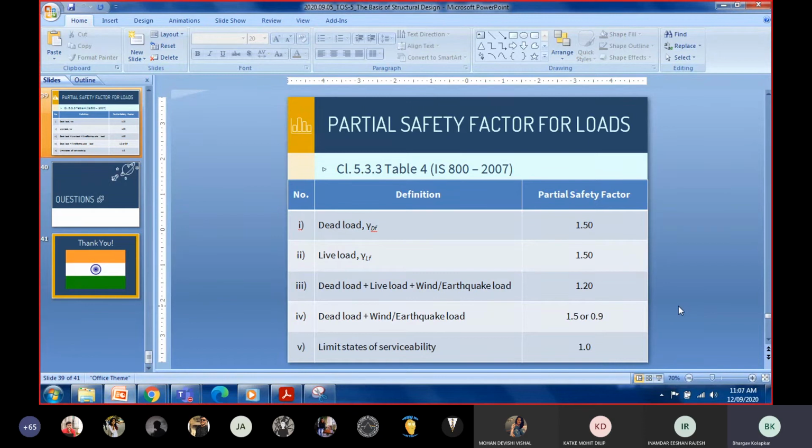What happens in case of ultimate loads? Okay, these are ultimate loads. What happens in case of ultimate loads is the structure is on the verge of failure. So when the structure is on the verge of collapsing, you're not going to care about your comfort. You're not going to care about how comfortable you are with this slab deflecting so much. You're not going to do that.